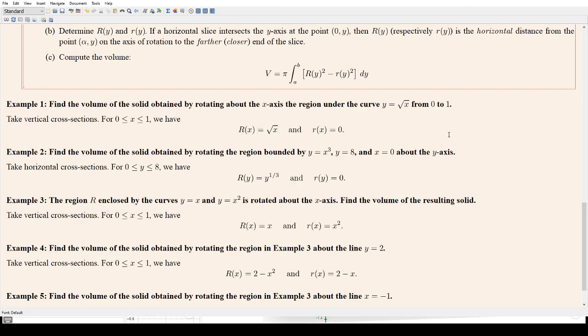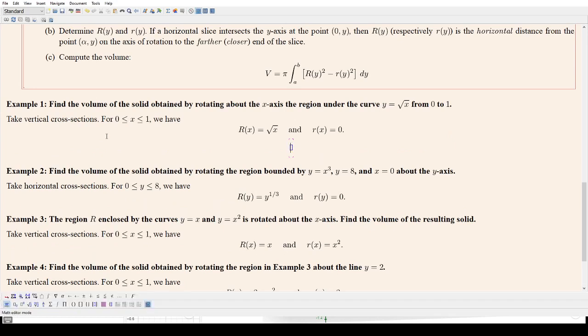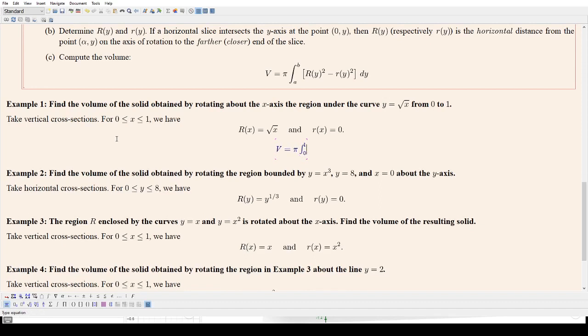Now it just remains to plug in the formula for the volume and compute it. So the formula for the volume is pi times the integral from 0 to 1. So 0 to 1, that's the range of our x values. Big R squared minus little r squared, which in this case is 0, dx.